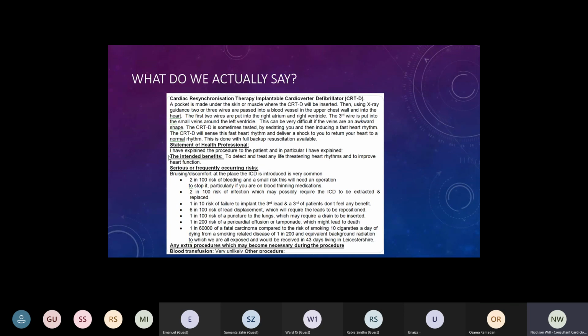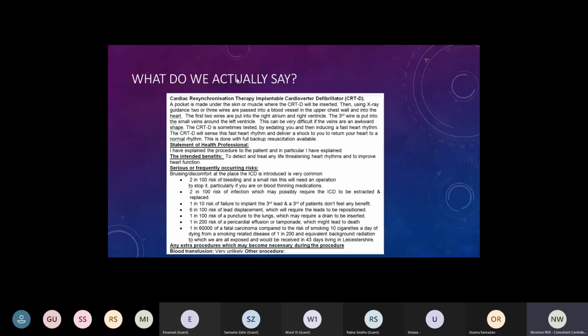It includes the benefits, serious or frequently occurring risks, and it talks about some of the risks of complications that I've gone through. It also talks, which I didn't mention to you, about the risk of cancer associated with the X-ray exposure, and it also covers things like blood transfusion, which is clearly potentially a thorny issue. It's very unlikely with any sort of pacemaker procedure.